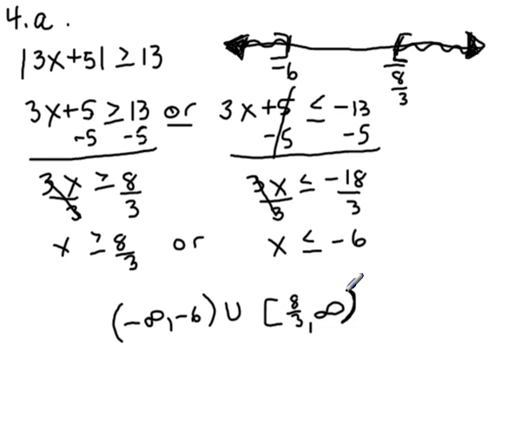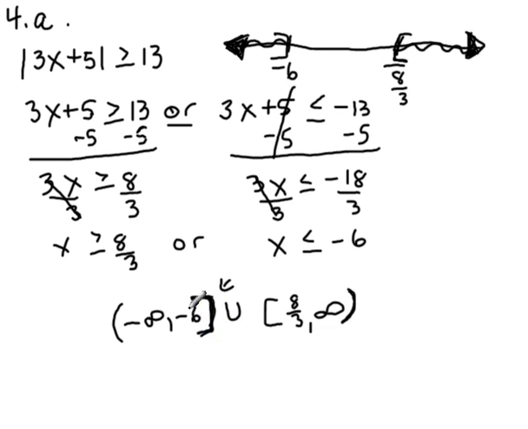Remember, parentheses next to infinity because you can never include an endpoint, and brackets next to an endpoint that is included, which takes me to my mistake, which was right there. That should have been what? That should have been a bracket because that negative 6 is included. Be sure not to make that mistake when you're taking your exam.